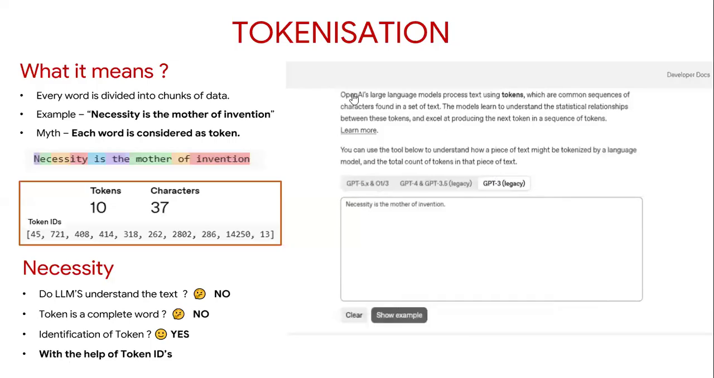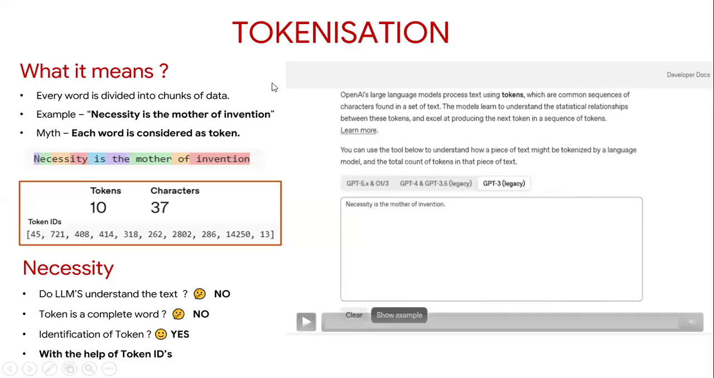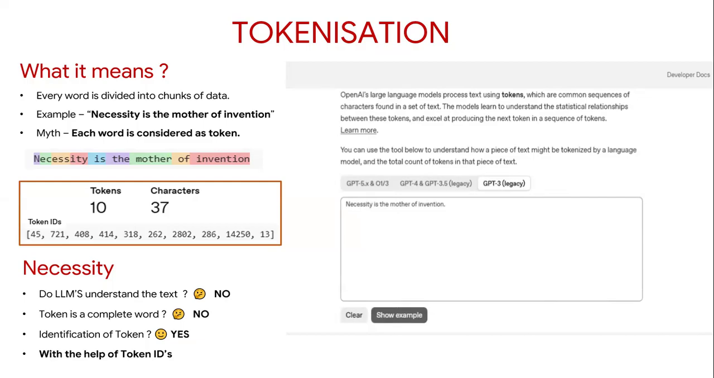Coming to tokenization, the word tokenization means the division of the entire sentence or word into chunks of data. We think that each word is considered as a token, but it is not necessarily like that in the background of an LLM. Suppose we have taken here the example of "necessity is the mother of invention." I hope everybody can understand how the tokens are divided, because necessity is a single word, but it is divided into multiple tokens here. So we cannot guarantee that a single word is a token.